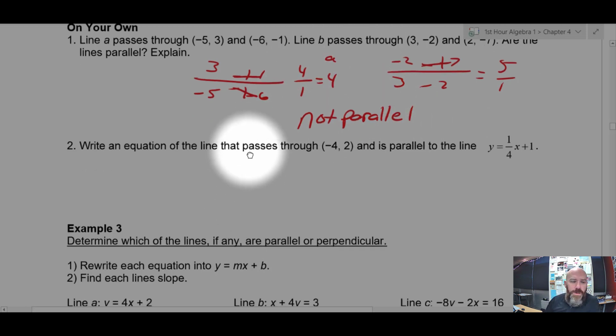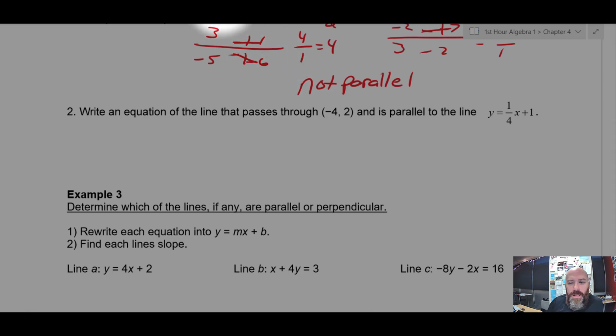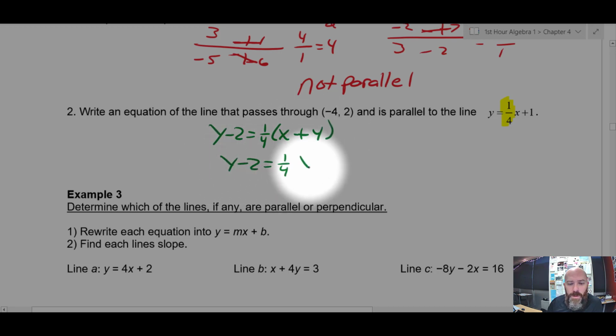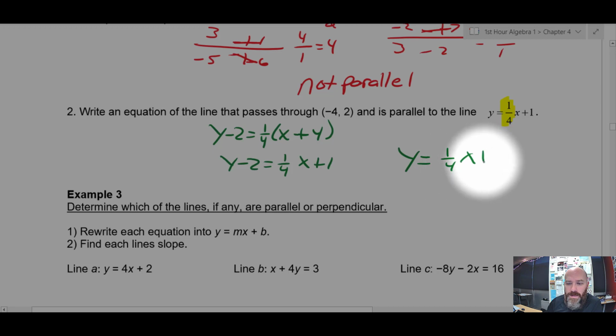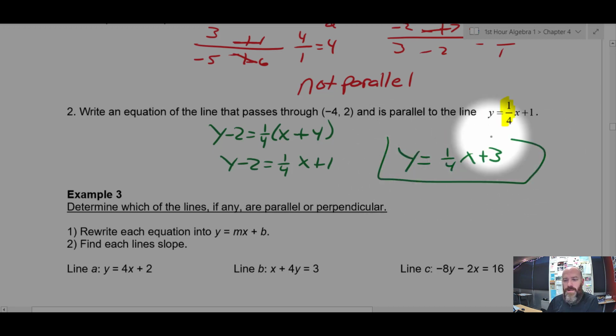For on your own number 2, write the equation of that line. That's parallel, so I want to use the same slope, which is 1/4. So I should write y minus 2 equals 1/4 times x minus negative 4. Make that a double. And when you do your distributive property, you would have got 1/4 x plus 1. And when you added the 2, you should have got y equals 1/4 x plus 3. So there's that on your own number 2.